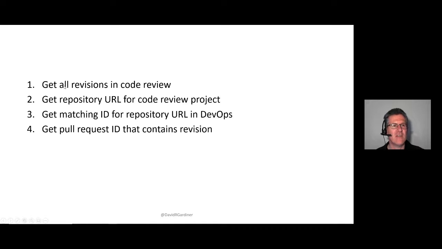So the steps are really: we want to get all the revisions from a code review that's been approved or declined, figure out what the URL for the repository was that UpSource is talking about, then find the same matching repository for DevOps, and then figure out the pull request ID that matches those commits in that code review. So let's have a look at how we can do that.